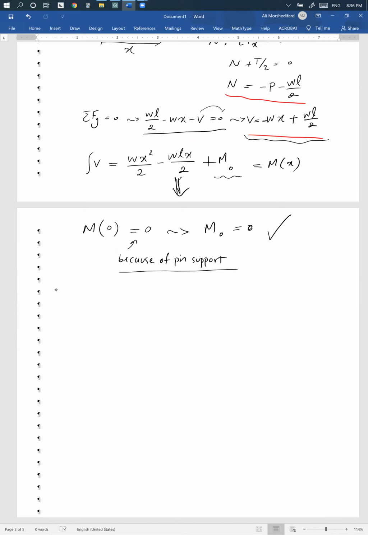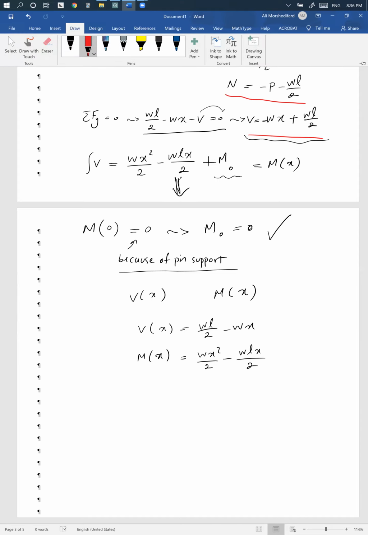So you see now I have the M of x function, right? First of all, now I have, let's say, V of x and M of x, right? Using the cut method, you actually get the equations, right? So I got V of x is WL over 2 minus WX, and I got M of x is WX squared over 2 minus WLX over 2, right? So I have these two equations.